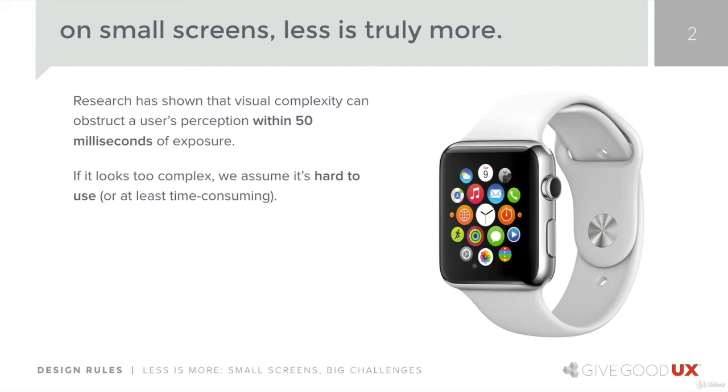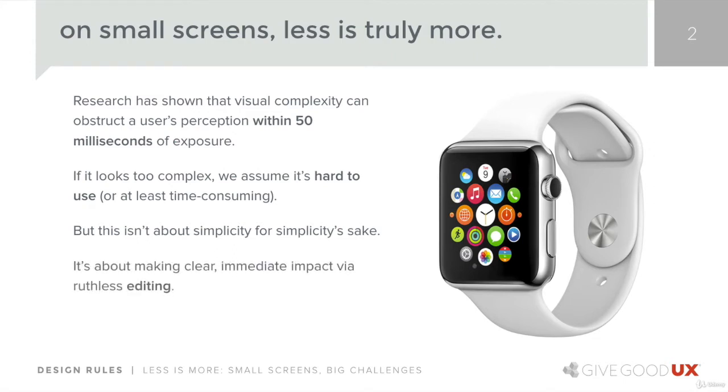That doesn't matter. What I'm trying to get across to you is we make a split-second decision based on what we see. It doesn't matter if reality is, hey, you know what? This is really simple. It'll take you 5 seconds to figure out. If that's the perception, we will never take the step to figure it out. But I want you to understand that this is not about simplicity for the sake of simplicity. This is about making clear, immediate impact via ruthless editing. That means we're only including what's useful for the task at hand.